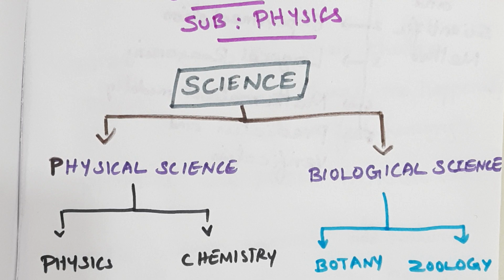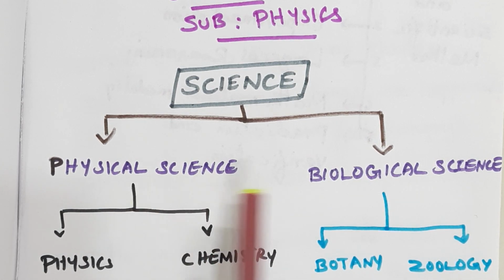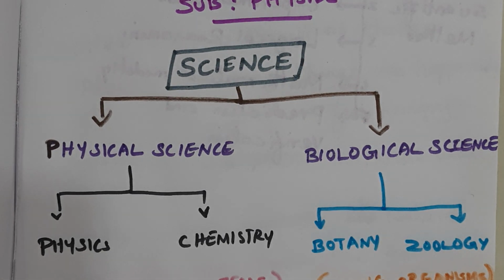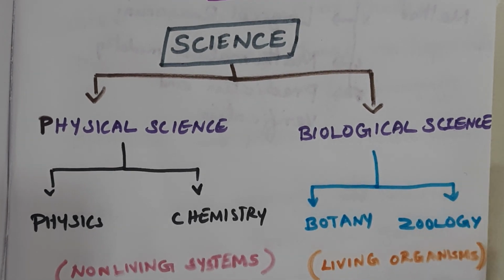Last year in science subject, you had four parts: physics, chemistry, botany, and zoology. Isn't it? Actually, science has two main classifications. One is physical science, another one is biological science. So in physical science, you'll be learning physics and chemistry. In biological science, you'll be learning botany and zoology.